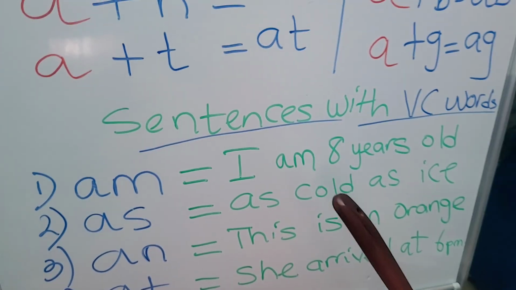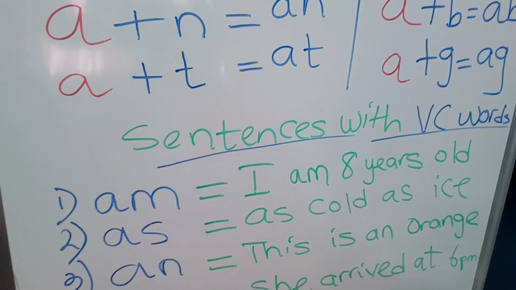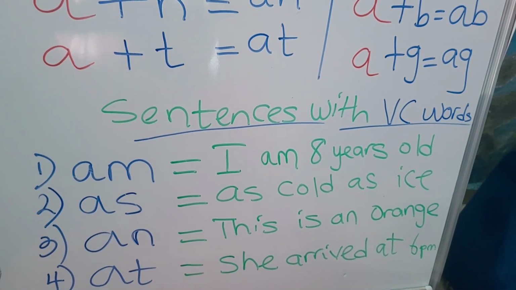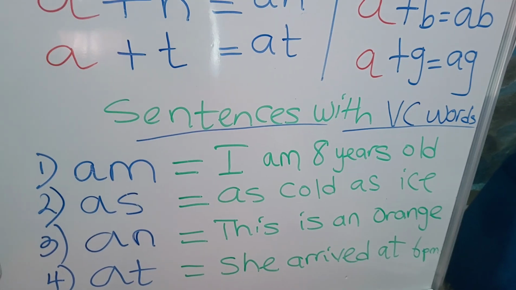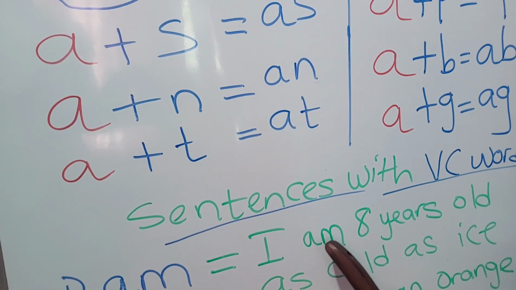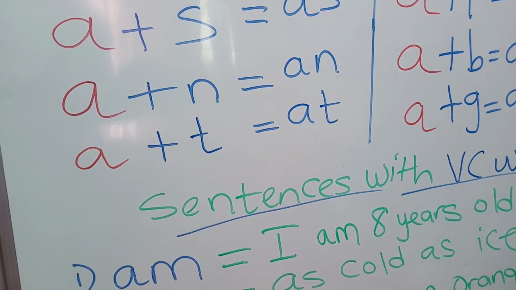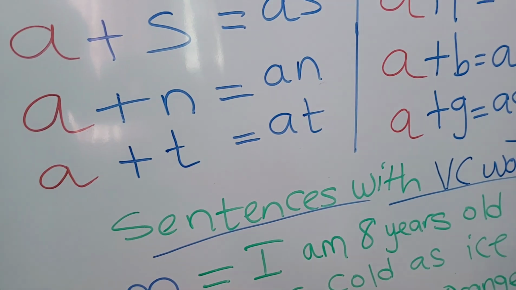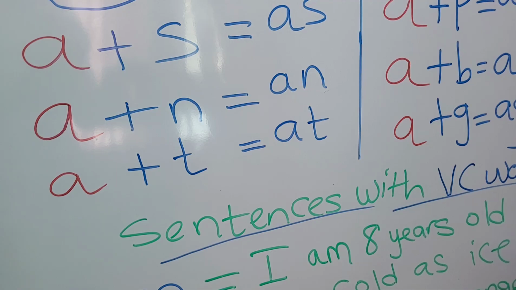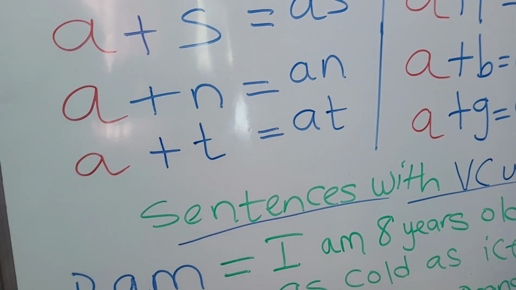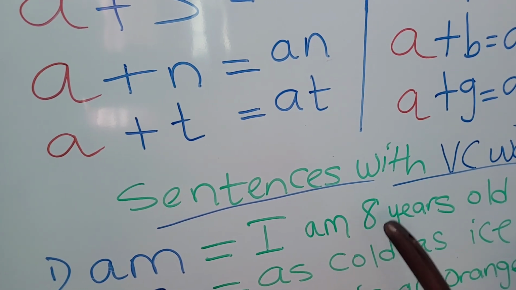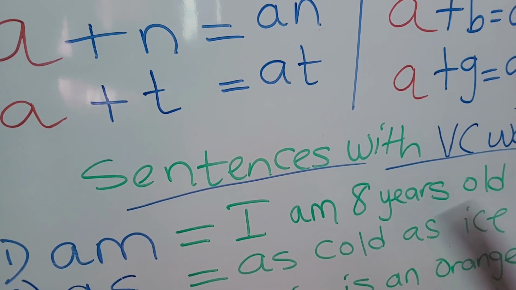Now we have the first sentence. Let's go. Am. Again, am. Now we read our sentence that we have formed. Let's go. I am 8 years old. Again, I am 8 years old.